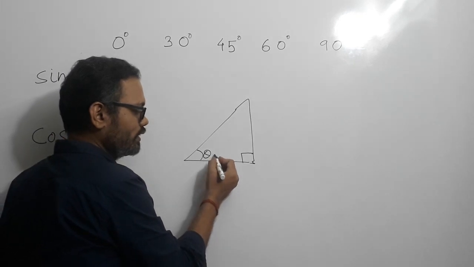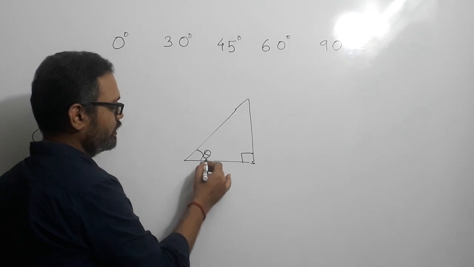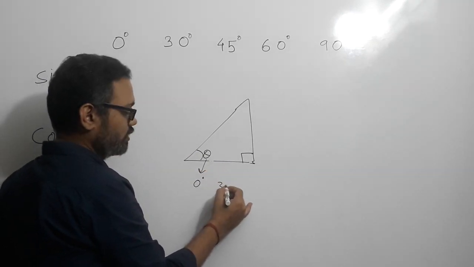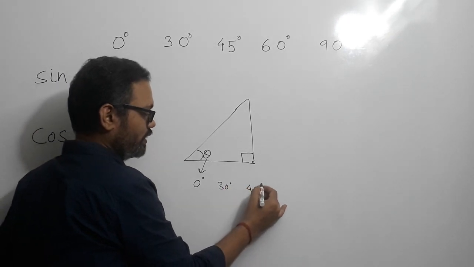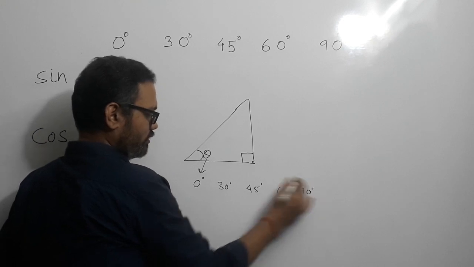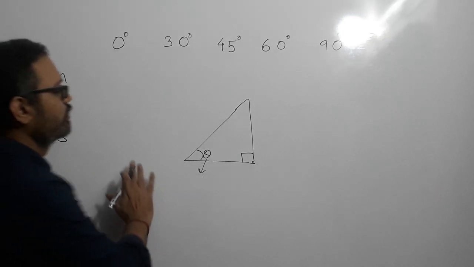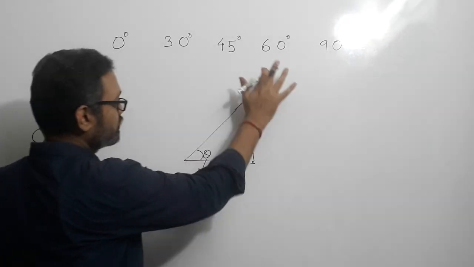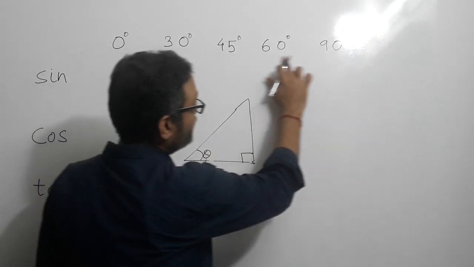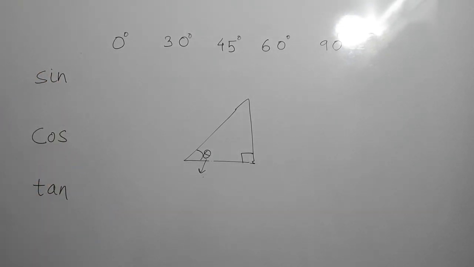In our 10th standard syllabus, there are only 6 values of theta: when theta is 0, when theta is 30 degrees, 45 degrees, 60 degrees, 90 degrees, then what is the value? That is what we are trying to find. These degrees are the values of theta in a right angle triangle. And what are the values of sine, cos and tan?